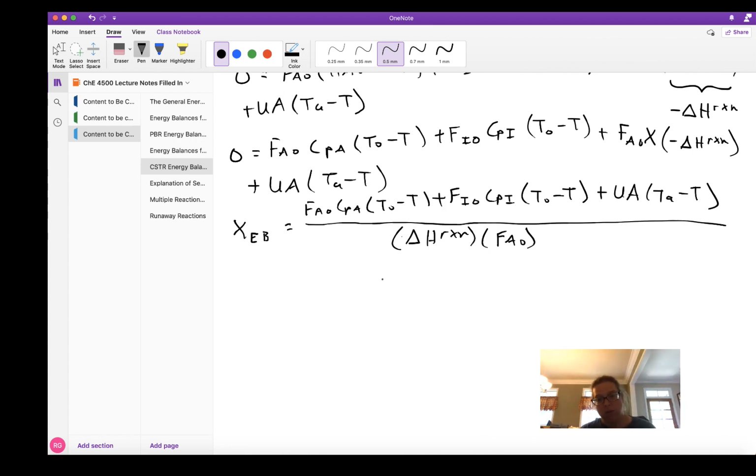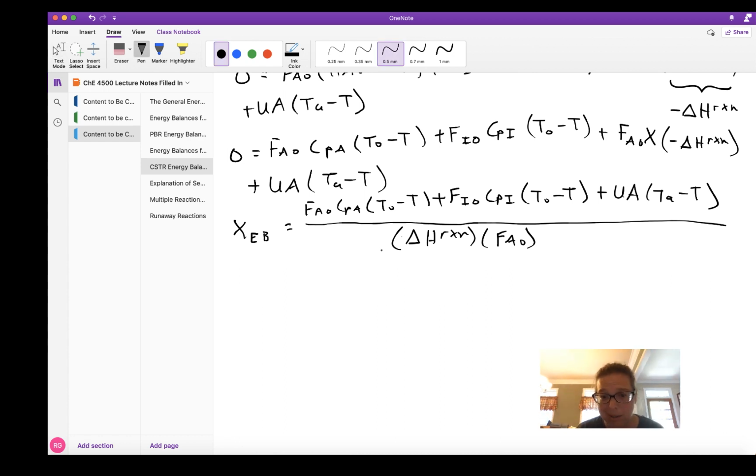I get this expression. Notice here that the negative sign on the heat of reaction has been removed. So here I have times a negative heat of reaction. Since I subtracted this term over here, I changed the sign on this and then divided. The signs on everything else stayed the same. This is important because if the reaction is exothermic, then it gives off heat. So it's important to keep track of that sign. So this is my energy balance equation.